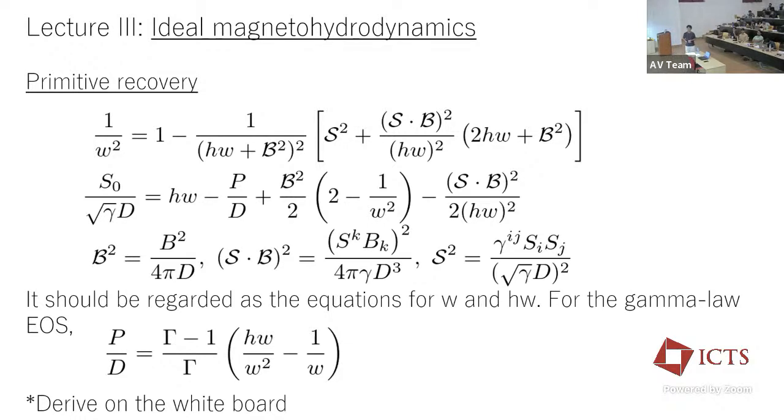The final task is the primitive recovery in the ideal MHD case. This is a bit complicated. Yesterday, I derived how to determine the specific entropy and Lorentz factor in the hydrodynamics case with a particular gamma-law equation of state. For the ideal MHD case, the procedure is similar, but the calculation is going to be a bit more complicated. So I will derive this one.